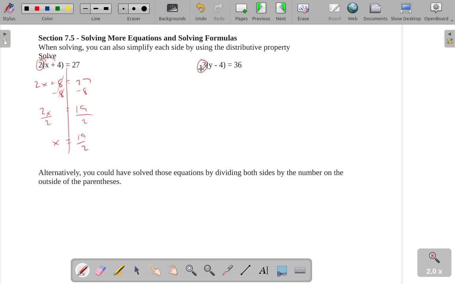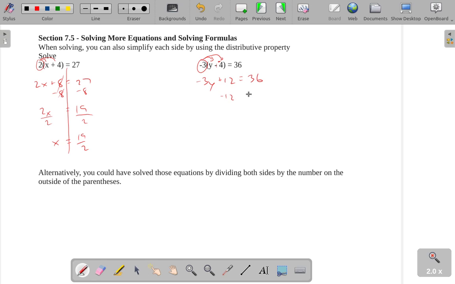Alright, on this one, if I want to solve this, I would want to multiply my negative 3 through these parentheses. We get negative 3y plus 12. So I was thinking of this as adding a negative 4. Negative 3 times negative 4 gives me a positive 12 there. That's why it's a positive, or plus 12. Alright, so we get negative 3y plus 12 equals 36.